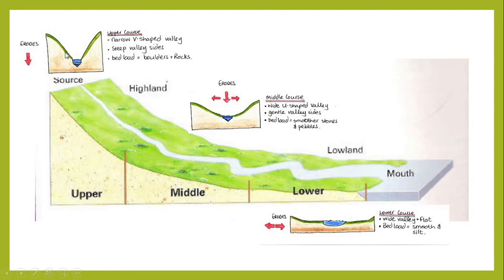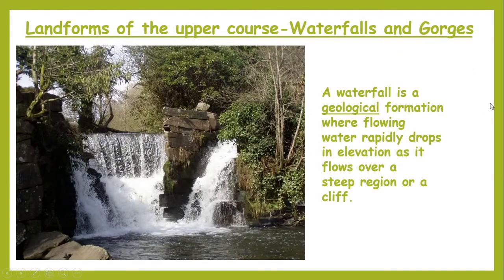So I'm going to start with the upper course first of all. Lots of vertical erosion, no sideways erosion, lots of fast-flowing water. So put a subheading, landforms of the upper course, waterfalls and gorges. You might recognise this image, in fact. This is of the waterfall in Pontarddulais Woods. And this is typical of how many waterfalls are created.